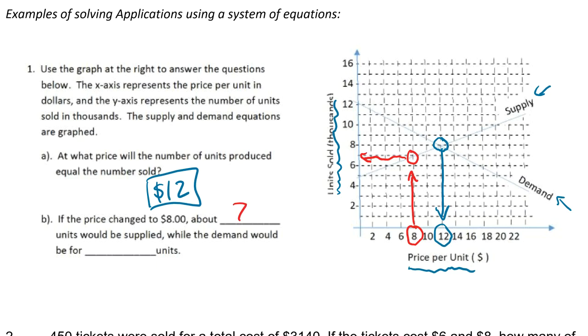All right, what about the demand? So the demand is right here. And if we follow it over again, it's somewhere between 9 and 10 units.